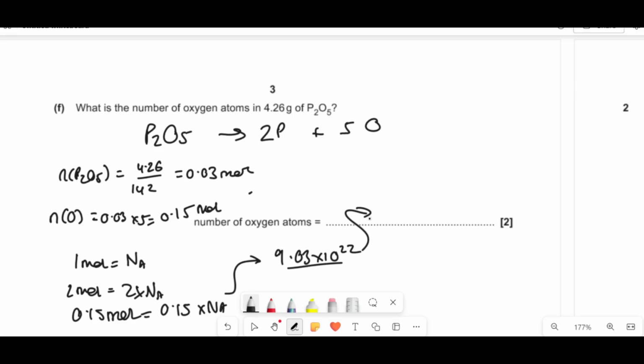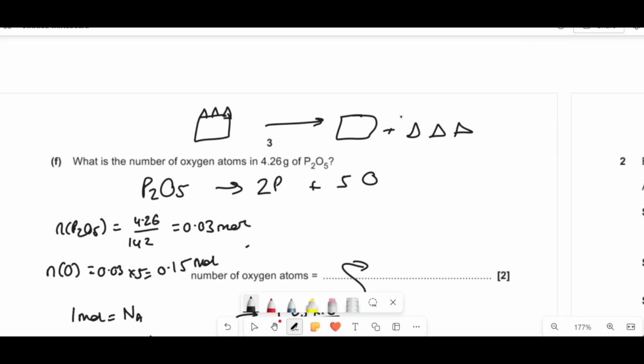The reason that works is because, imagine this, I've got a box here with 3 spikes on it, 3 triangles, and I'm splitting it up into a box and 3 triangles. If I have 1 unit, then there's 1 box and 3 triangles for every single one. So if I have 10 of these whole things, I will have 10 boxes and I'll have 30 triangles.